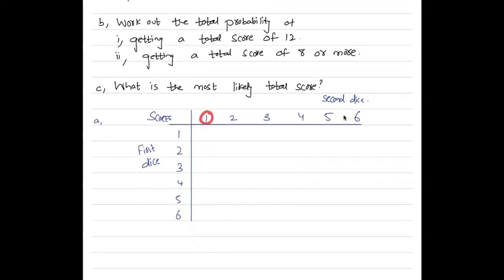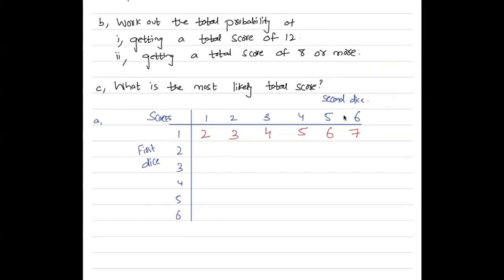So when you have 1 on the first die and 1 on the second die, the score is going to be 2. When you have 1 on the first die and 2 on the second die, the score is going to be 3. When you have 1 on the first die and 3 on the second die, the score is going to be 4. Similarly, 5, 6, and 7. Right? Is this clear to everyone?